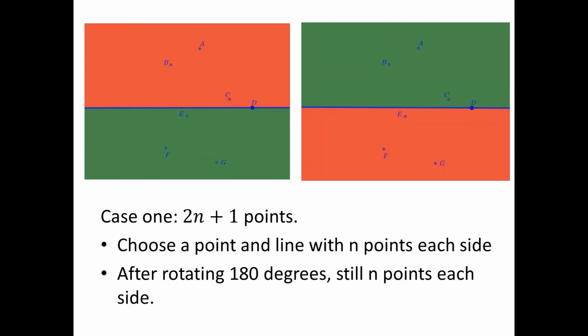Then the line must pass through exactly the same point at the end of the 180-degree rotation. In this picture, it is the point D. In other words, all other points switched sides during the time, either from red to green or from green to red. So, they must be the pivot point sometime during this 180-degree rotation.